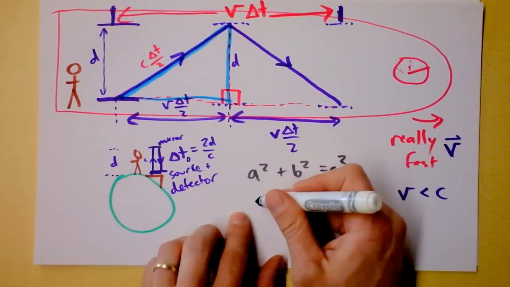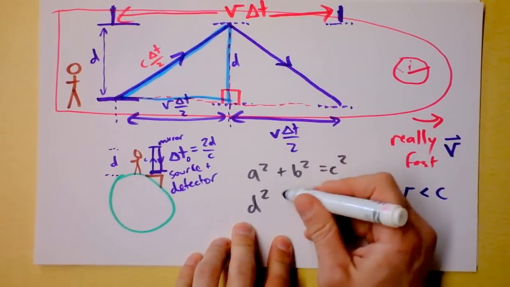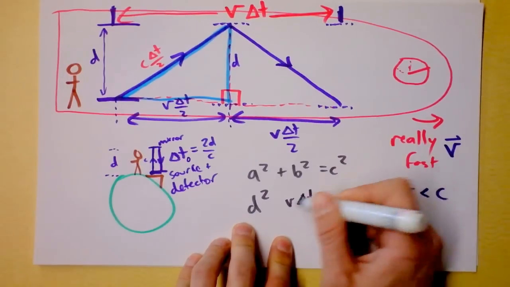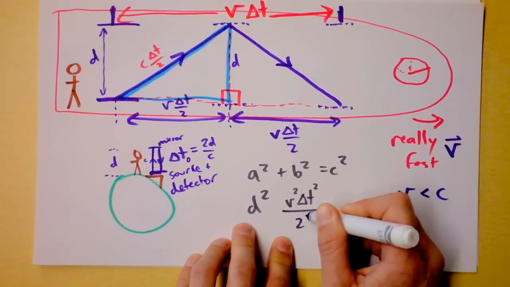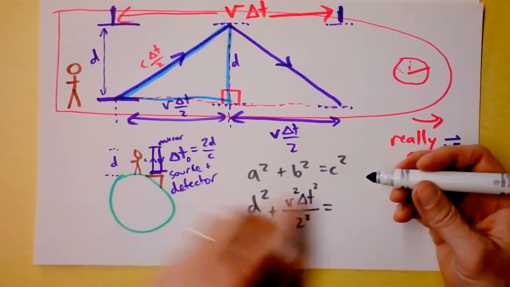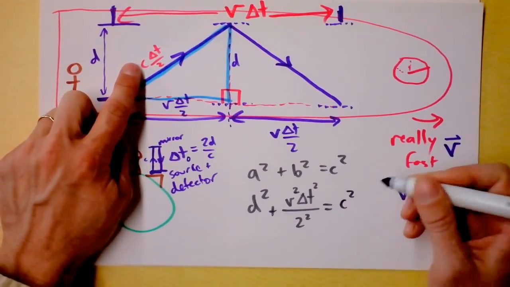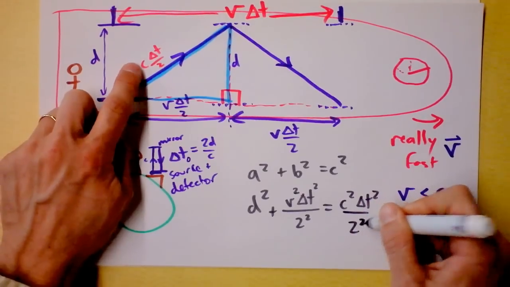A is just one leg of it. I don't know, want to call it d. Okay, that distance d right there, squared. And then I've also got to square this one, which is v times delta t. Well, I better square that, and I better divide by 2 squared. Okay, that's got to be equal to c squared. C is this hypotenuse right here. That's going to be c squared times delta t squared divided by 2 squared.